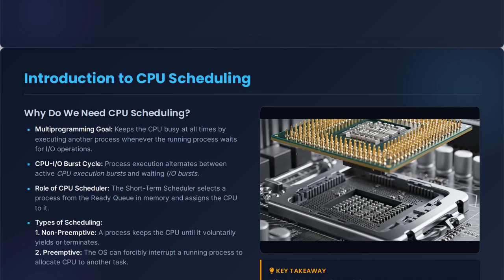The short-term scheduler selects a process from the ready queue in memory and assigns the CPU to it. Okay, first, the types of scheduling: non-preemptive and preemptive. Okay, first is turnaround time, the total time taken by a process from submission to completion.